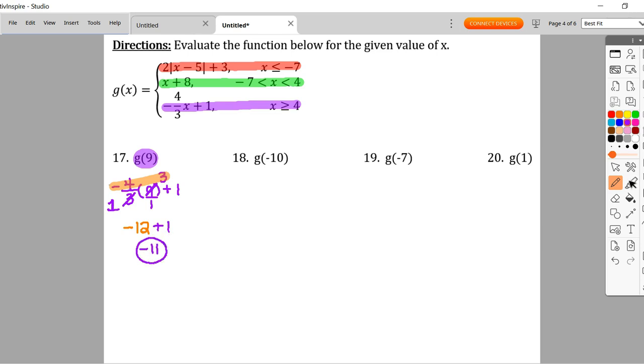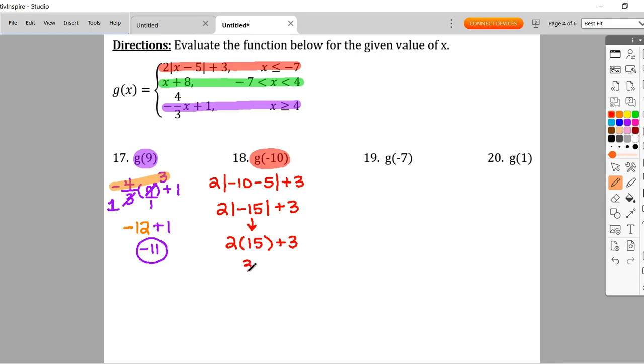G of negative 10, that x value is less than or equal to negative 7, so it gets input into the first part of my piecewise function. 2 is the absolute value. Instead of x, I have a negative 10 minus 5 plus 3. Order of operations tells me to do what's inside the absolute value first, which is negative 10 minus 5 to make a negative 15. When I take the absolute value of negative 15, that's actually going to be a positive 15 since the absolute value is the distance from 0 on a number line.